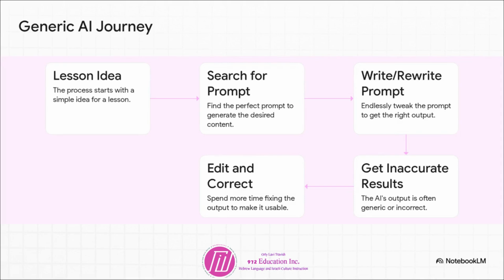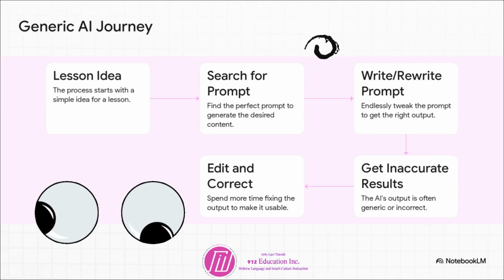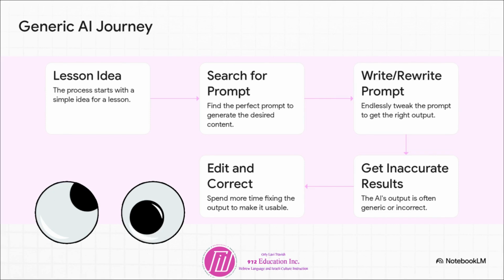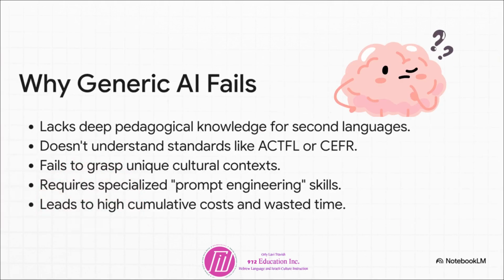I'm sure this whole cycle looks painfully familiar to a lot of you. You start with a great lesson idea, but then you fall into this black hole of searching for the perfect prompt, writing and rewriting it over and over, only to get back something that's super generic or sometimes just flat out wrong. And then you have to spend even more time fixing it. It's exhausting. So the big question is, why does this happen?